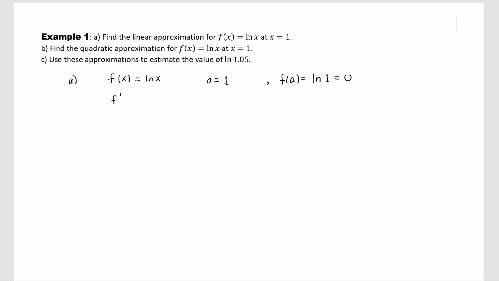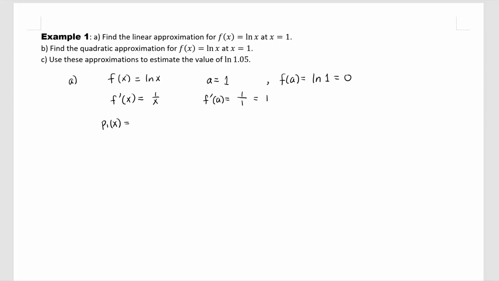And then we also need to take the derivative. The derivative of ln of x is 1 over x. So f prime of a is 1 over a. a is 1, so we get 1. The slope is 1. So what is the linear approximation?